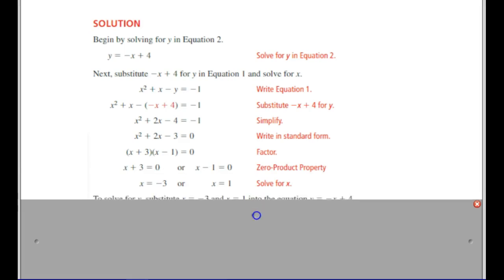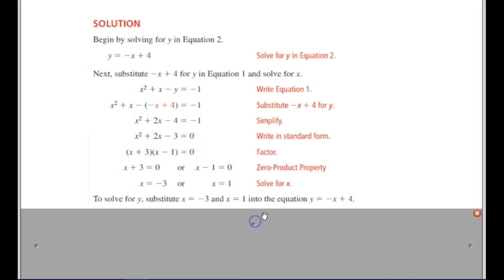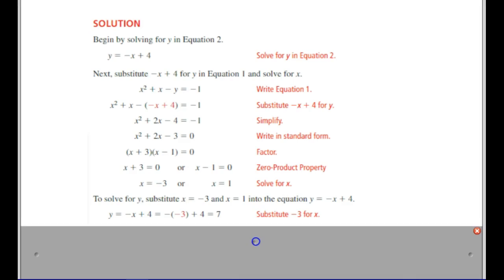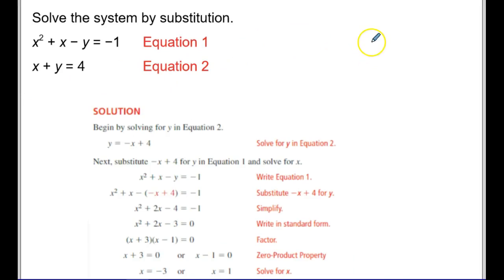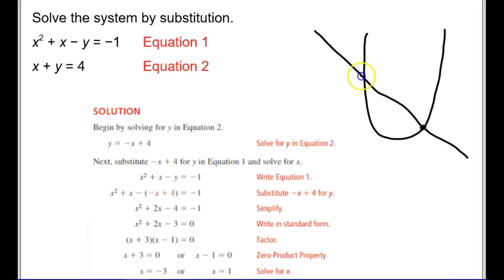So now that I have those two solutions, I substitute them back into my equation, because I have to be able to get my y. So I first substitute this -3 in for my x, and then I substitute in my 1 for my x. And I end up with my two solutions. So my solutions are (-3, 7) and (1, 3). And I can always check these solutions by graphing. Right? And the reason I can have two solutions when I have a quadratic is because remember a quadratic is a parabola, and that line can cross the parabola in more than one spot. It can happen in two places, so it is possible for two solutions.